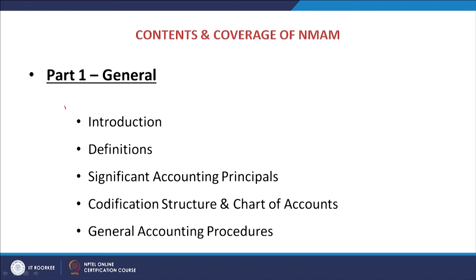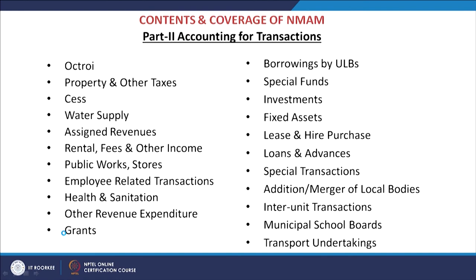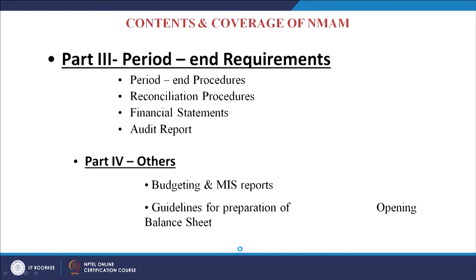Now please see the contents of the national municipal accounting manual. Part 1 is basically general, just have a look, I do not need to explain each and everything. Part 2 gives the details of how you will maintain your accounts, the various sources, and for every source how you are going to maintain your accounting. In part 3 the procedures, statements and audit report are given, and in part 4 the budgeting and the MIS report are given, and how to make the balance sheet.